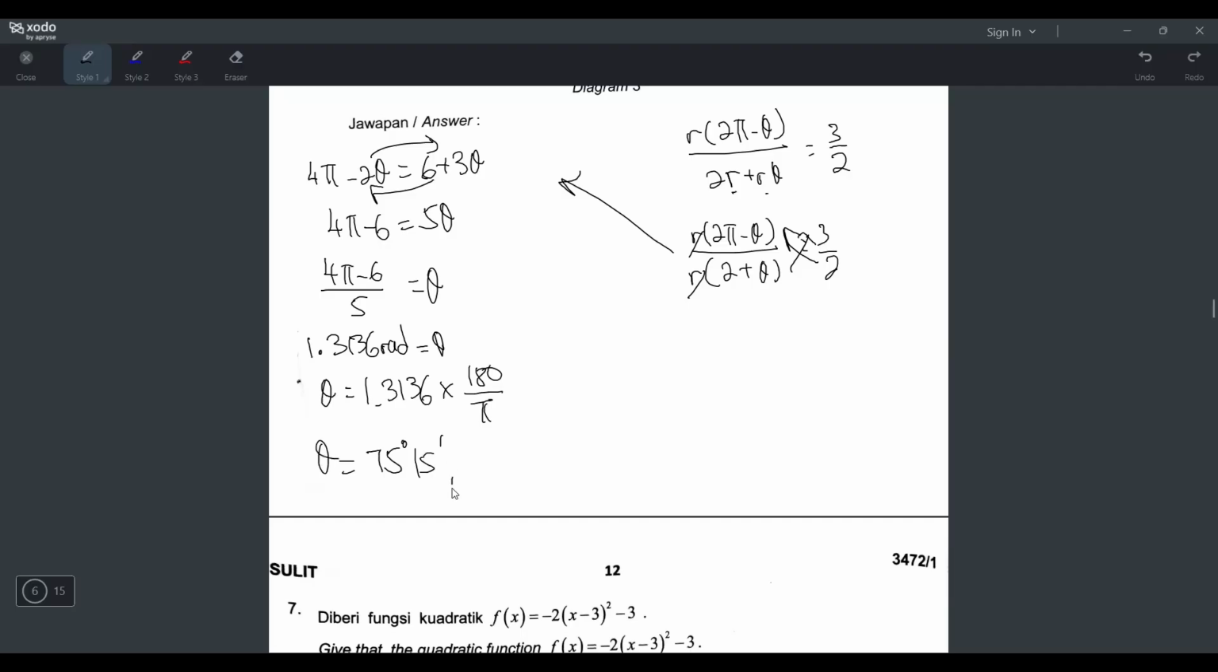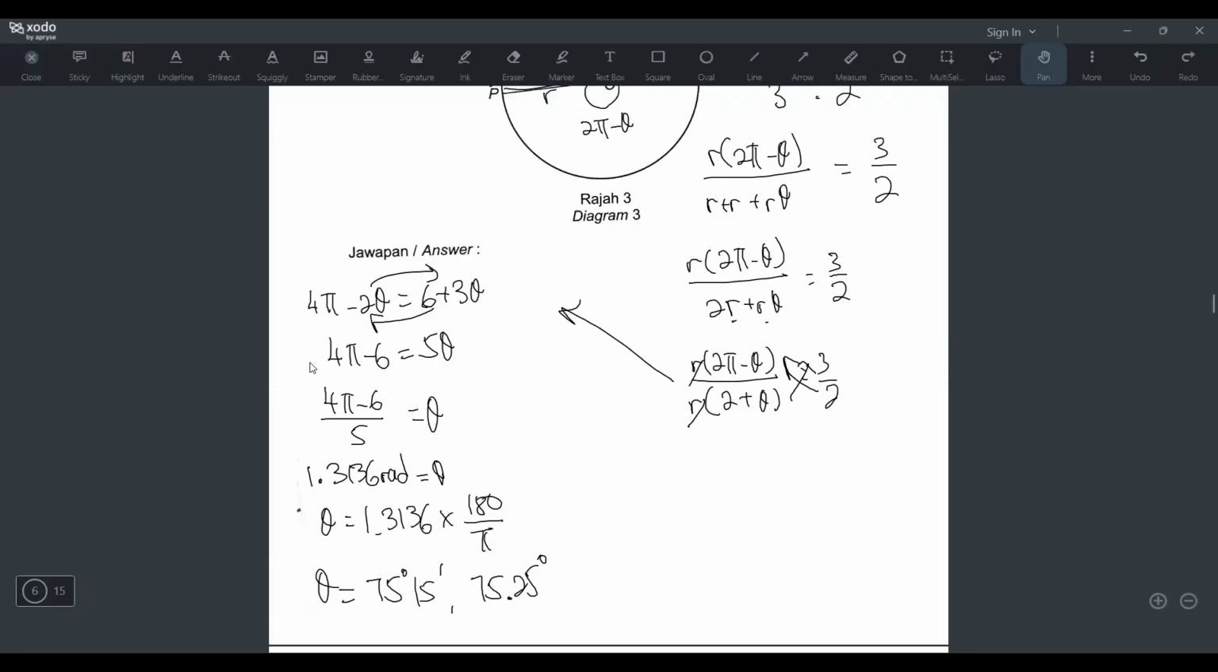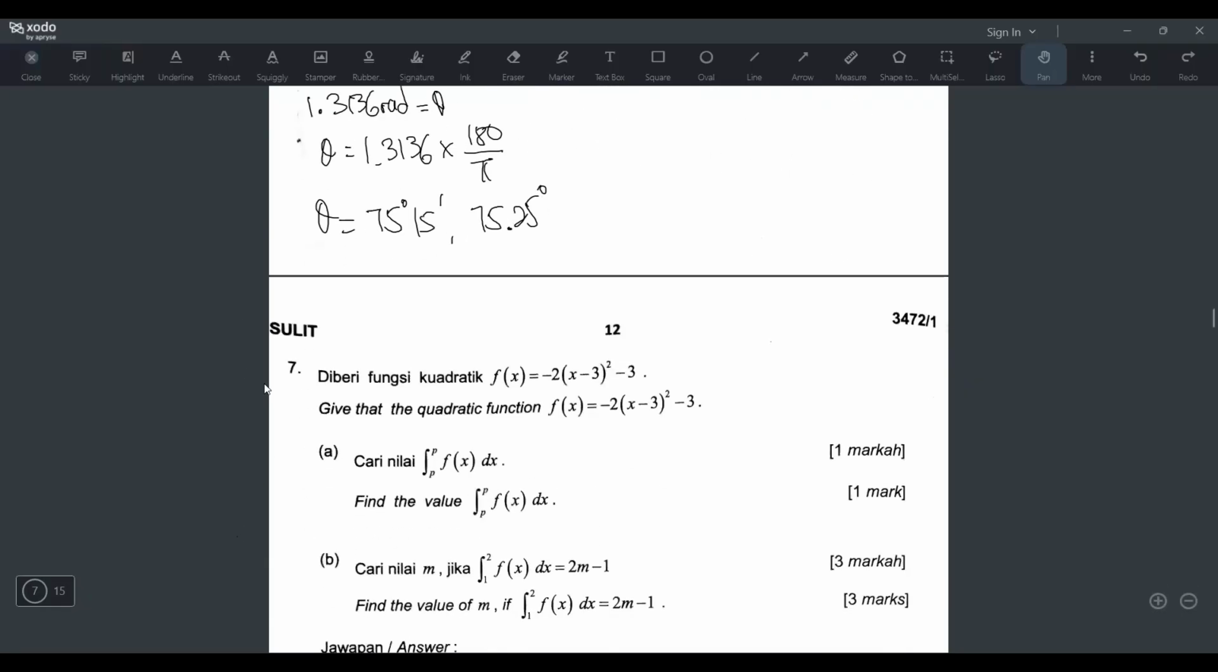If you want to write in decimal, can also. In decimal, it will be 75.25 degree. Okay, 75.25 degree. Okay, can also. But usually I always teach my students to write in degree minute. For this chapter, I teach them to write in degree minute. But you can write in decimal. Yeah, it's the same. Can also. Okay, that's all. Hope you understand. I will continue now.